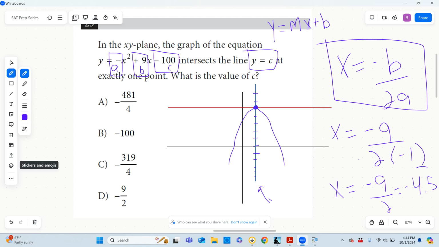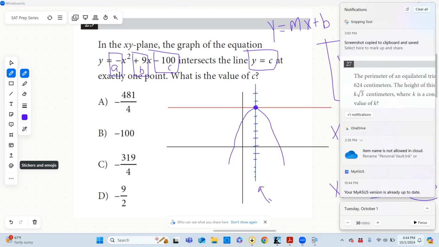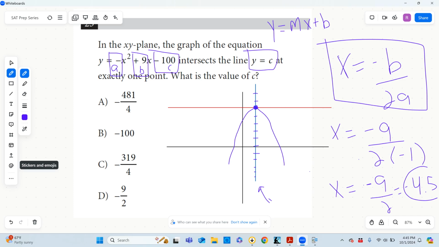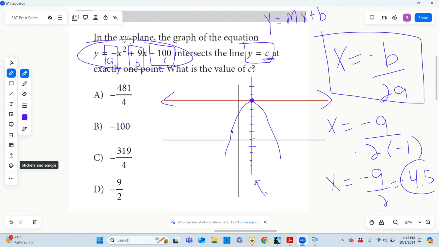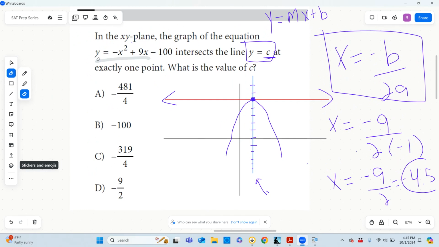Now if I take this x equals negative 4.5 and I plug it into the equation for my parabola over here, it should give me the y value of my vertex. And if the vertex sits on this horizontal line where all the y values are the same, then I am going to know the value of this constant. So I need to plug negative 9 over 2, or negative 4.5, into this function, negative x squared plus 9x minus 100. So let's do that.